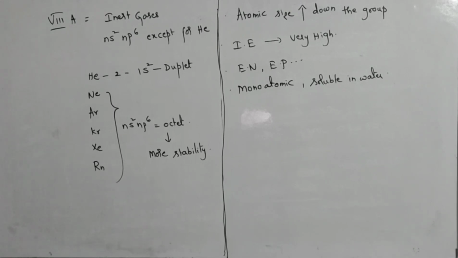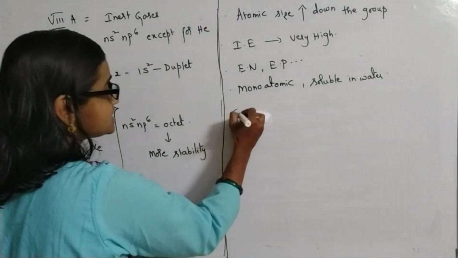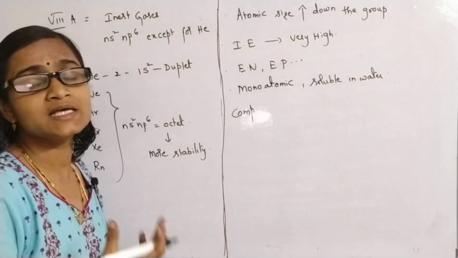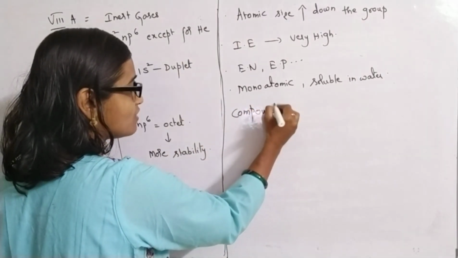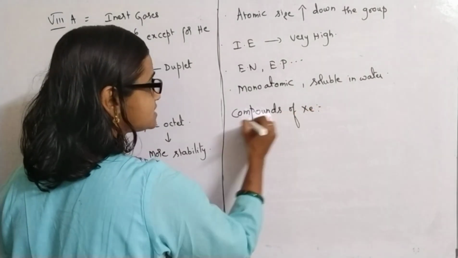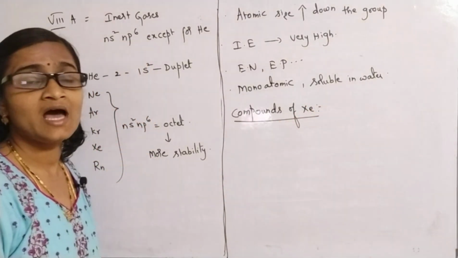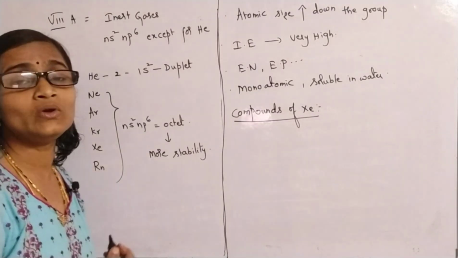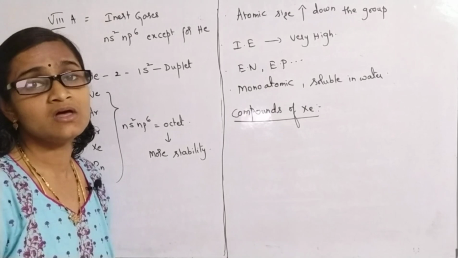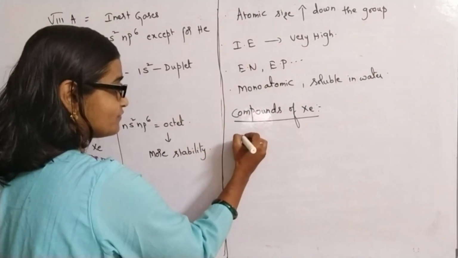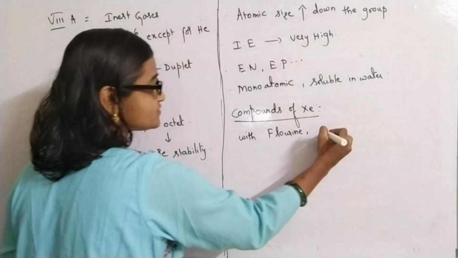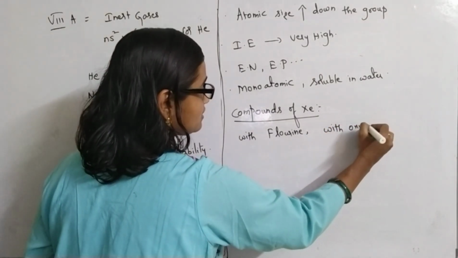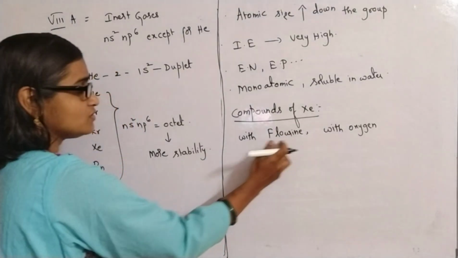Then we have to go for xenon fluorine compounds, the compounds of xenon. This is a very important point. For these inert gases we don't have much information, but you will have to focus on compounds of xenon. That will be highly enough for you. Xenon is the only inert gas which can form compounds. It can form compounds with fluorine, and it can also form compounds with oxygen.